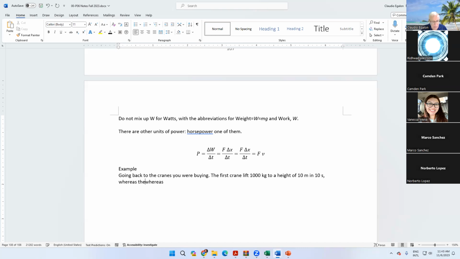Whereas the second one lifts the same load in 40 seconds. Calculate the power of both. Solution.